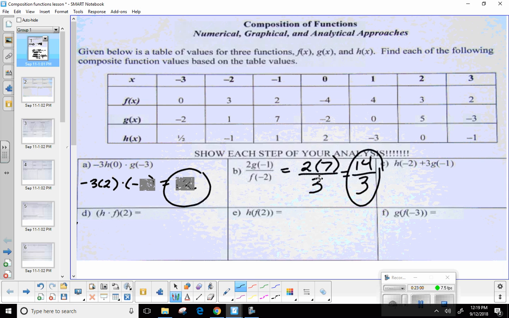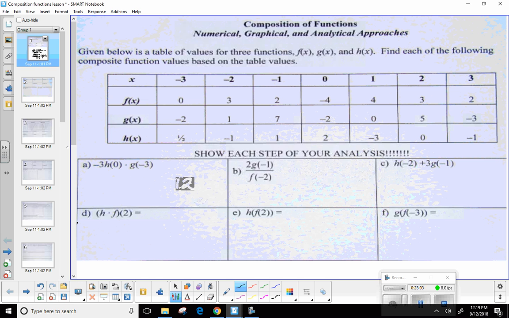Okay. So Lilibel, help me out on this next one here. I want h of -2. So I want to go to h's row. But how do I know which of these is going to be my answer? What value of x am I plugging in? The -2. So I'm in the right row. Now make sure I'm in the right column. Okay. So just match them up. I know that h of -2 should be giving me -1. Plus 3 times. Now I got to figure out what g of -1 is.